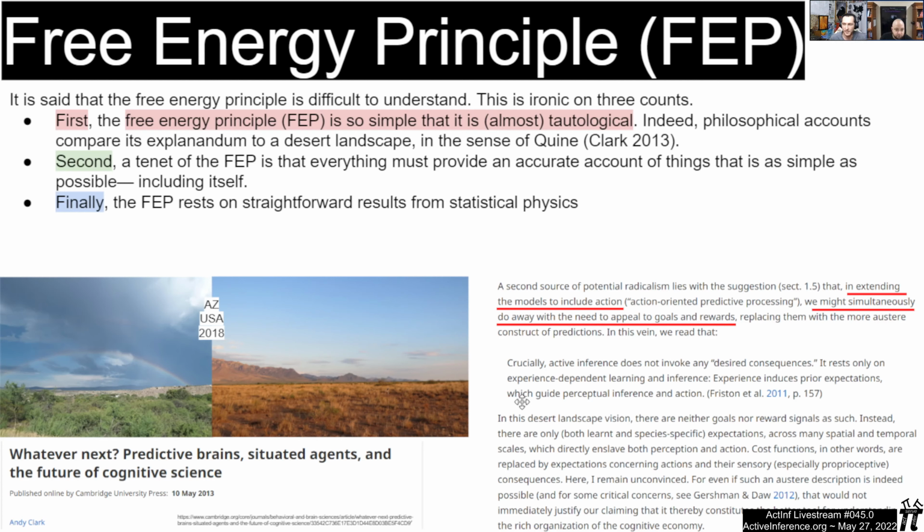And so that is this desert landscape vision. There are neither goals nor reward signals as such. Instead, there are only learnt and species-specific, so kind of developmental and evolutionary, expectations across spatial and temporal scales that are in control of perception-action loops. And so what are we explaining or explaining away? That's this desert landscape notion.